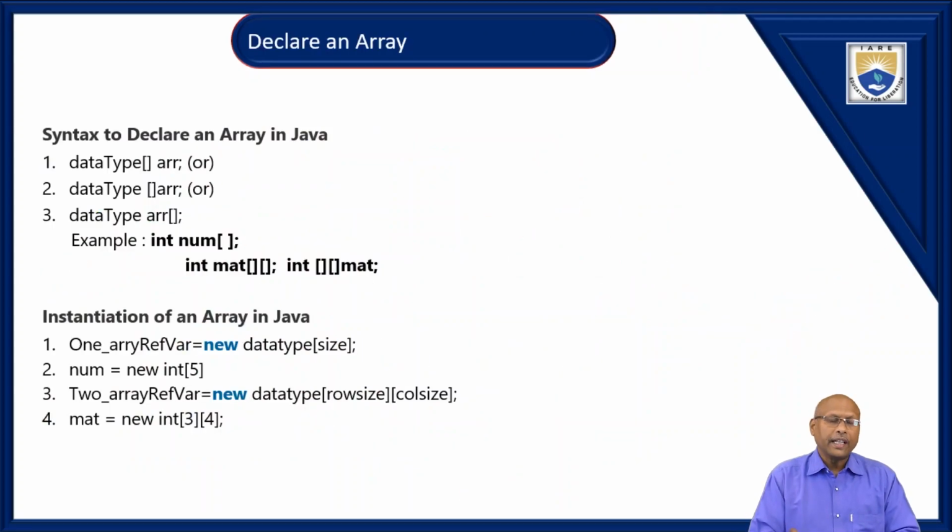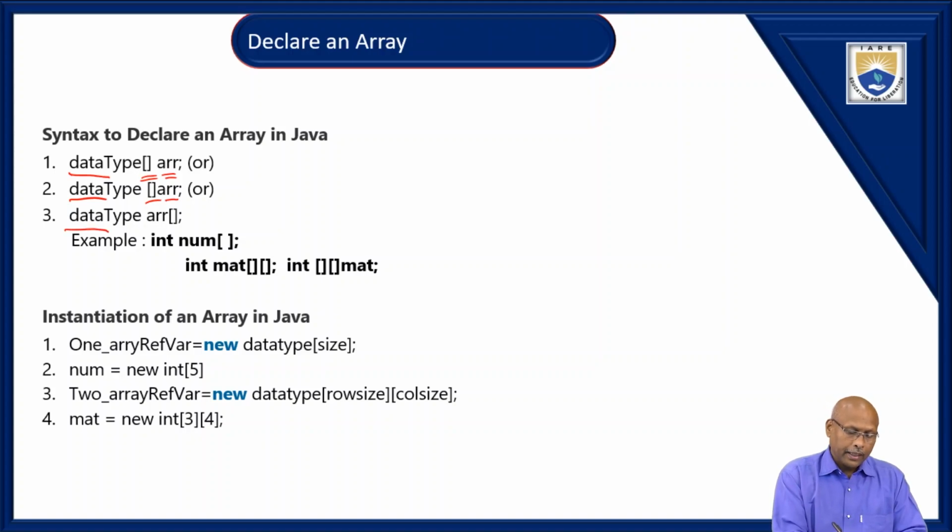Now we'll see how to declare the array. For declaring an array, you can write first the data type, then the square bracket symbol, then the name of the array. Or you can write data type, square bracket, ARR without space also. Or third way, data type, name of the array, square bracket. The square bracket can be given before the name or after the name.